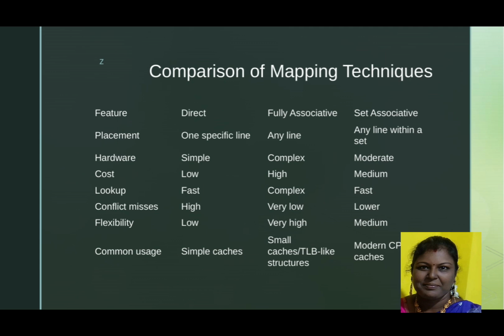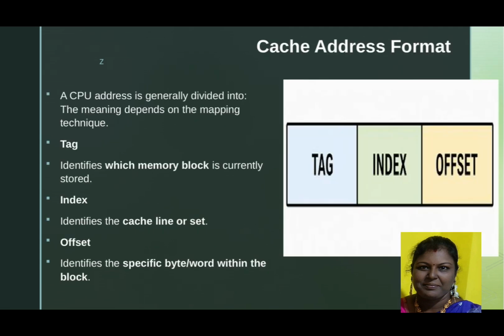When we look at a CPU address, it's usually split into 3 parts: tag, index, and offset. The tag tells us which memory block is currently stored in the cache. The index points to the specific cache line or set where that block might be. And the offset zeroes in on the exact byte or word inside that block. How these parts work together depends on the mapping technique the system uses. This breakdown is key to understanding how cache addresses are formatted.